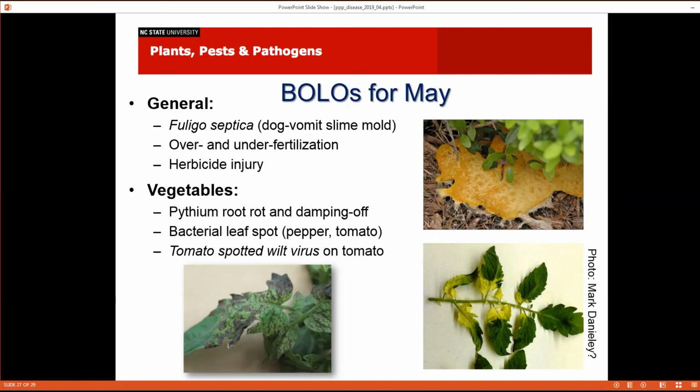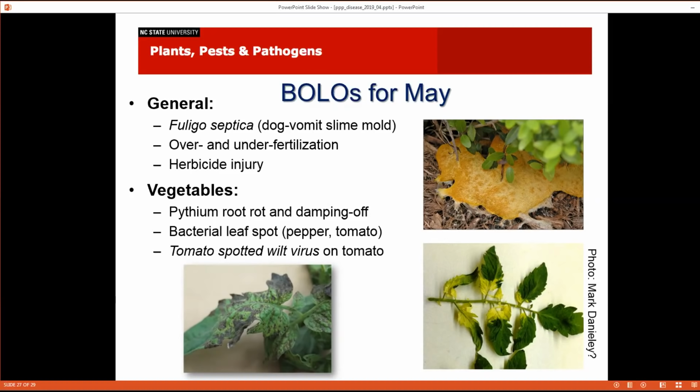In the vegetable garden, this is really the happy time when there are not too many diseases yet, but be aware of the possibility of Pythium root rot and damping off, other damping off diseases. Also bacterial leaf spot on pepper and tomato. Be very careful with your transplant purchases, that those are healthy before they go into the garden.